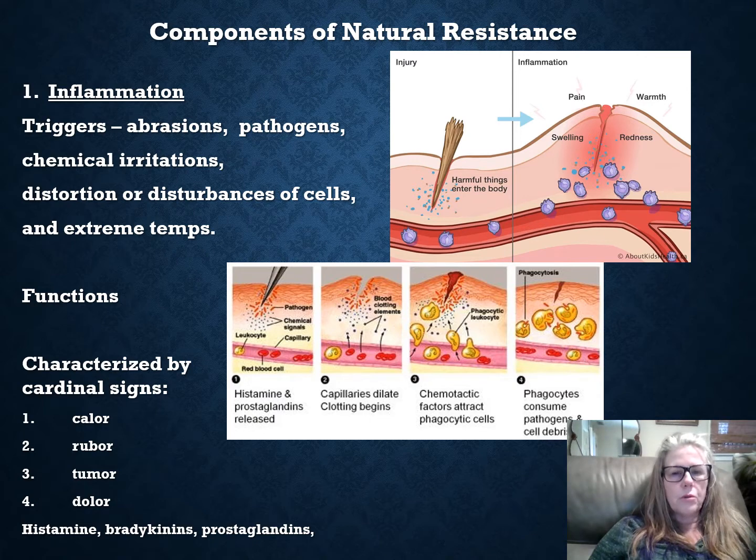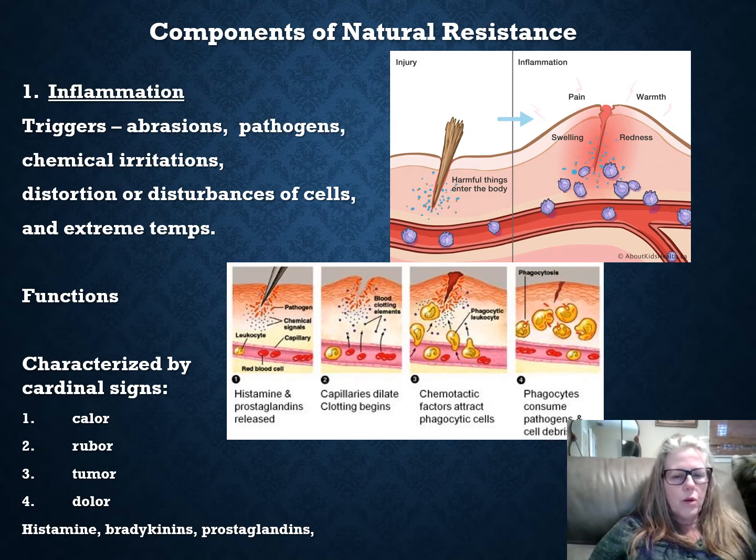Number two is rubor. Rubor means redness. What is the degree of redness? The more vasodilation, the more redness that you're going to see. Tumor means swelling. What is the degree of swelling? And dolor means pain. You could have various degrees of pain associated with inflammation.